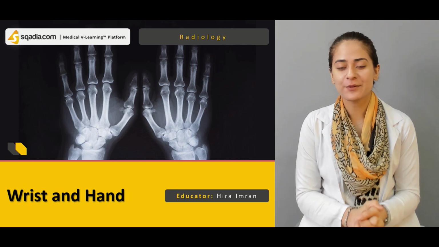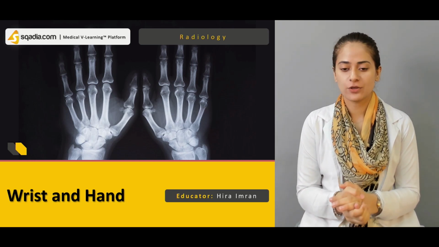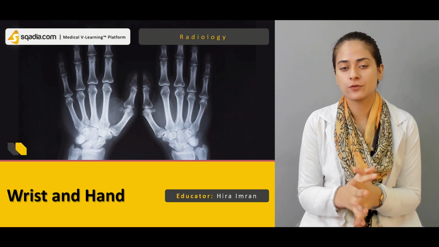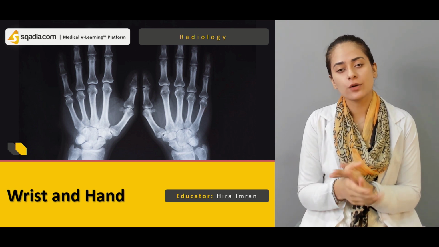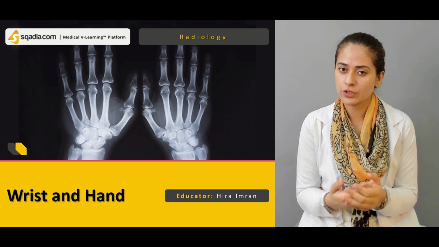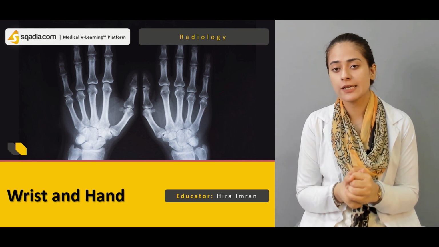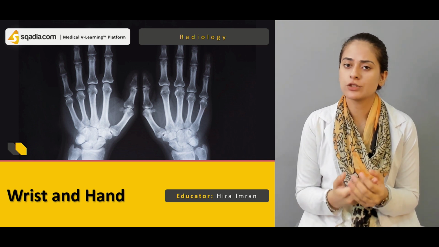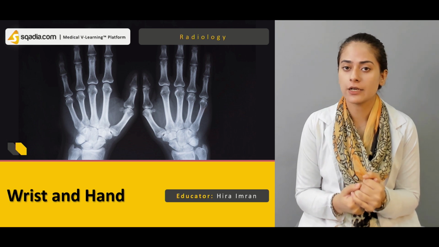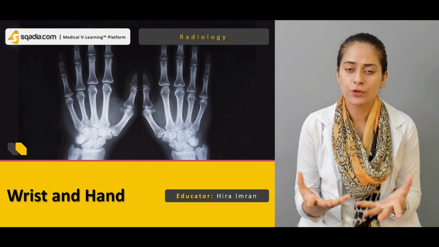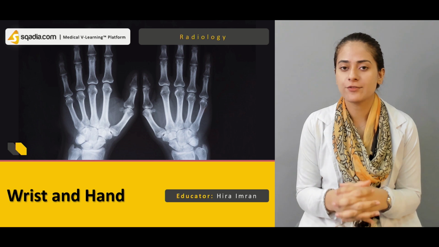So today we're talking about wrist and hand. Let's start with a little bit of an overview. We're going to talk about some acute conditions and chronic conditions. In acute conditions, we'll mostly talk about fractures and some torn ligaments and how they appear on radiographs.